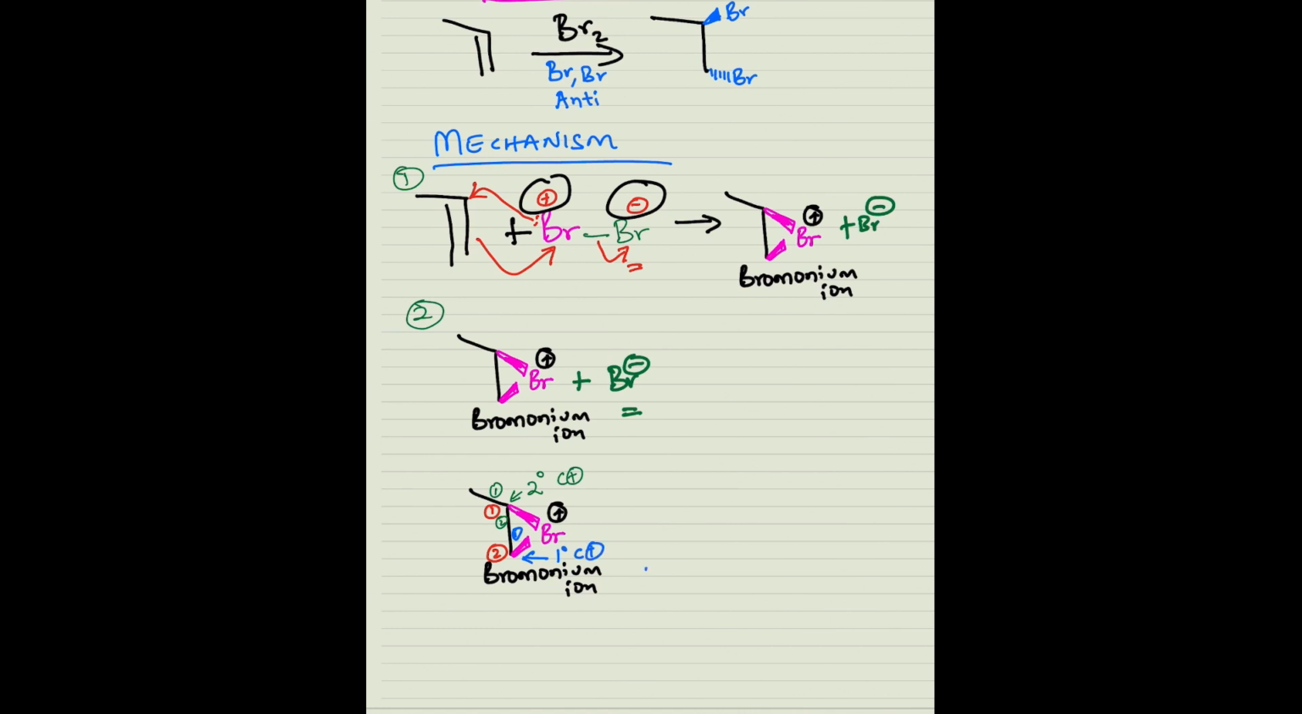We know that secondary carbocation is more stable than primary carbocation, and that means that a new group, the Br minus, the nucleophile, will add to this carbon that looks like a secondary carbocation. So when the Br adds, this will open up like that, and you end up with the pink bromine opening up like that, while the green bromine adds from the other end, the opposite end, giving you a trans product. And therefore this process is called anti-addition.